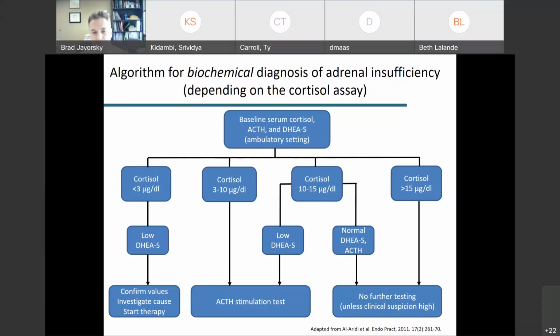A cortisol somewhere in the gray range of 3 to 10 should then undergo ACTH stimulation testing. If the cortisol is a little higher, 10 to 15, but the DHEAS is low, ACTH stimulation testing should be the next step. However, if the ACTH and the DHEAS levels are normal, then no further testing is probably needed unless the clinical suspicion is really, really high, in which case further testing or repeat testing might be a good idea. And then again, if cortisol levels are over 15, no further testing is probably needed.